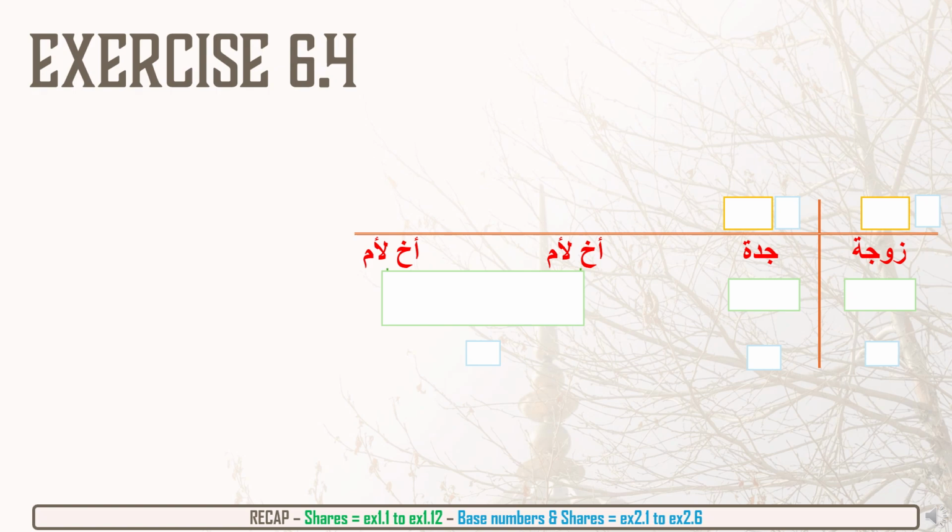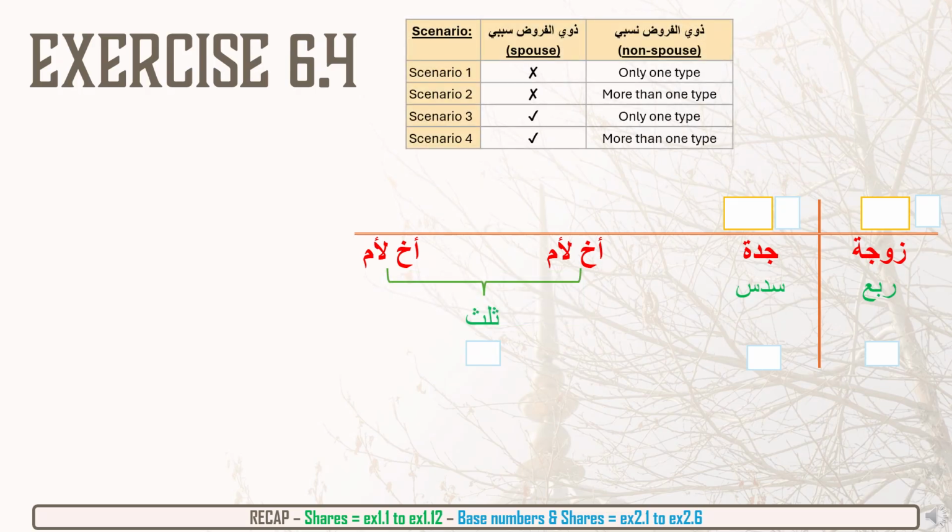So we give out the shares first. The wife will get a quarter, rubu'. The grandmother will get sudus, a sixth, and the maternal brothers, since there's two of them, will get a thuluth. Now here we can see that a radd will be required because when you add up a quarter, a sixth, and a third, it doesn't add up to a whole. So which scenario is it?